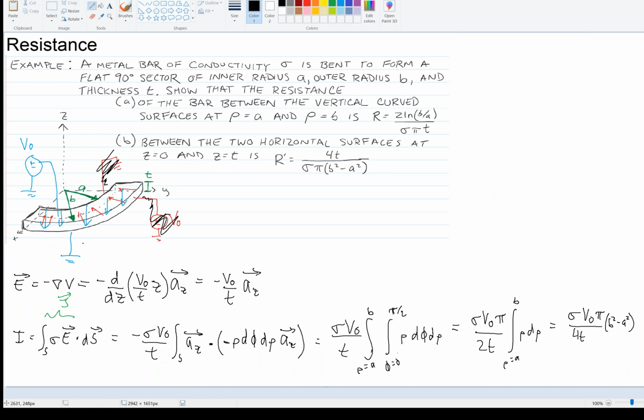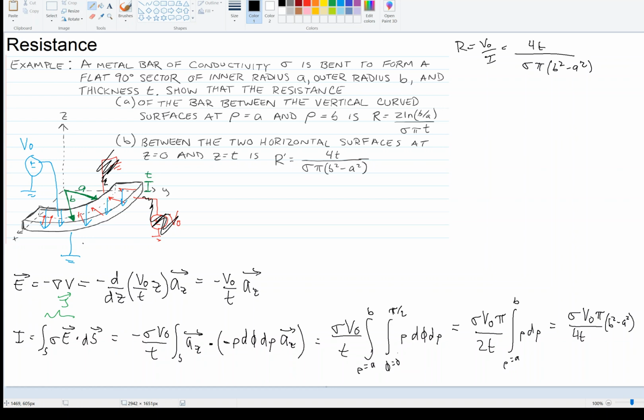Now, we want the resistance, so we're on step 4 now. We assumed a potential difference of V0 across the plates, and now I take V0 divided by I, right? The resistance is V0 over I. So when I do that division, clearly the V0s drop out, and I'm left with 4t over sigma pi times b squared minus a squared, which is what I was supposed to get, and that's great.